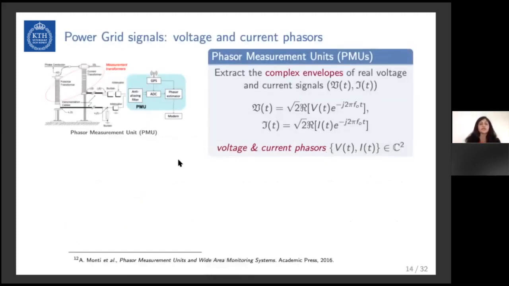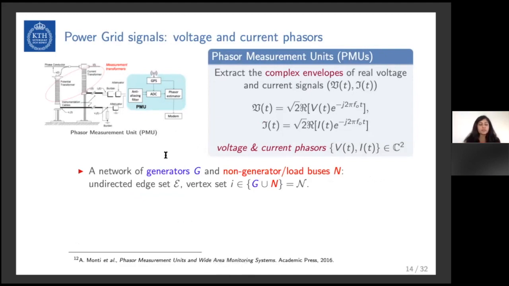So what are the signals, first of all, that we obtain from the power grid? We can consider what are called phasor measurement units, which extract complex envelopes of real voltage and current signals. These are called voltage and current phasors. And one can consider a network of generators and non-generators, which are now the buses or the nodes in this graph. And then there is an undirected edge set, because power can flow in both directions.